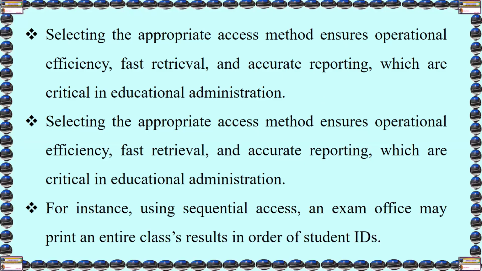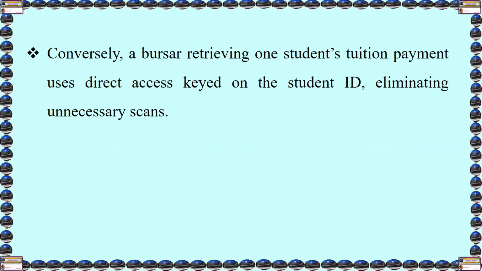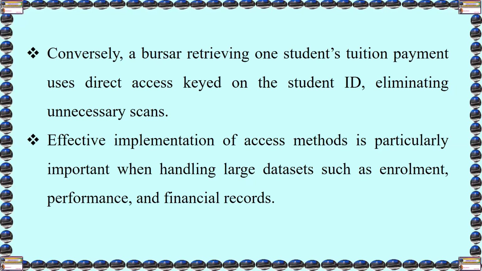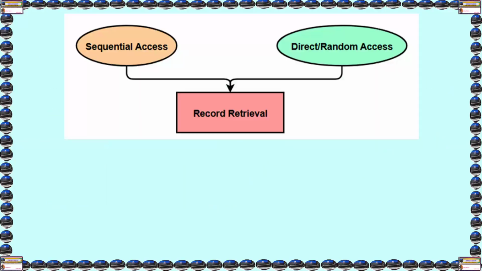For instance, using sequential access, an examination office may print an entire class's results in order of student IDs. Conversely, a bursary retrieving one student's tuition payment uses direct access keyed on the student ID, eliminating unnecessary scans. Effective implementation of access methods is particularly important when handling large datasets, such as enrollment, performance, and financial records. These are examples in an educational institution.